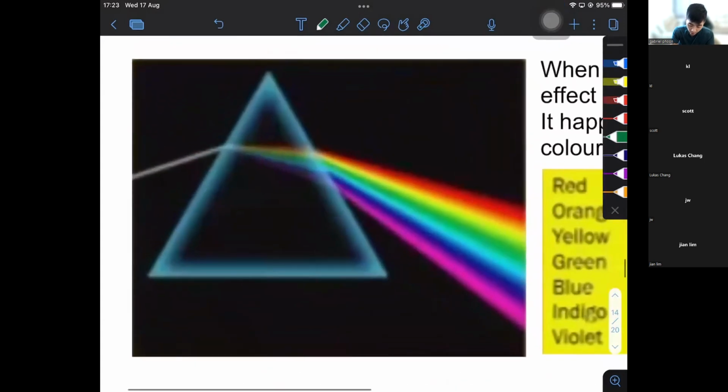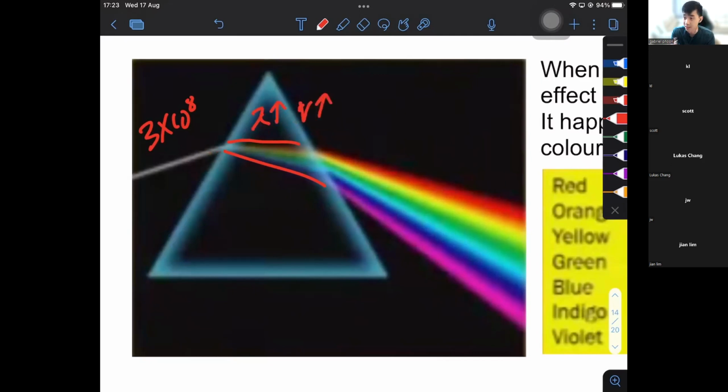Why? Because at this instance, the speed of light is 3 times 10 to the power of 8 meters per second. And when it goes into this prism, the speed of light decreases. But because there are 7 different colors, the speed of light will decrease at different paces. You can see that red is the closest one to the original path. This is because red in general has a much longer wavelength and thus has the greatest velocity. This is yet again in line with v equals f lambda.